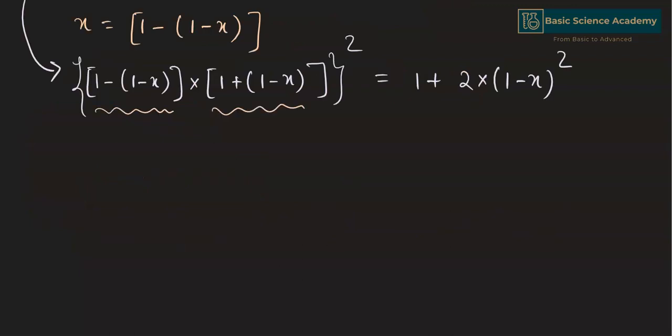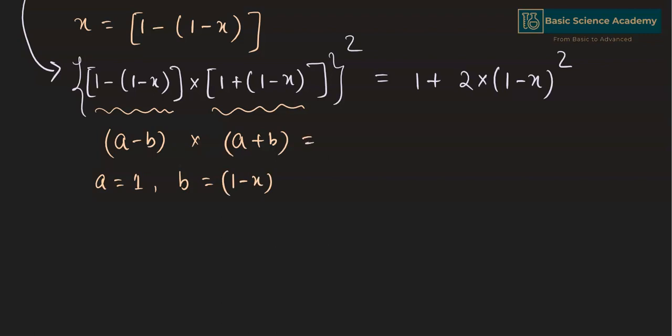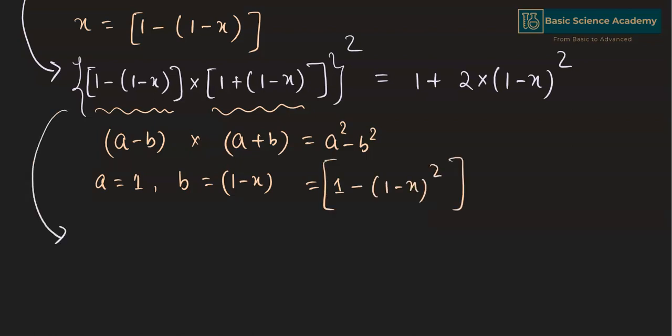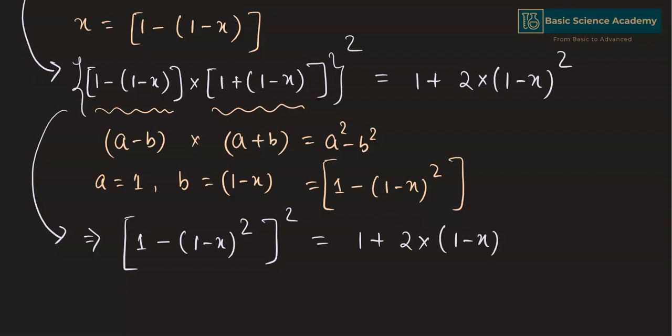This value is in the form of a minus b, and this value is in the form of a plus b, where a equals 1 and b equals 1 minus x, and this equals a square minus b square, which is 1 square, which is 1, minus b square, which is (1 minus x) square. Now the equation becomes (1 minus (1 minus x) square) to the whole square equals 1 plus 2 multiplied by (1 minus x) to the whole square.